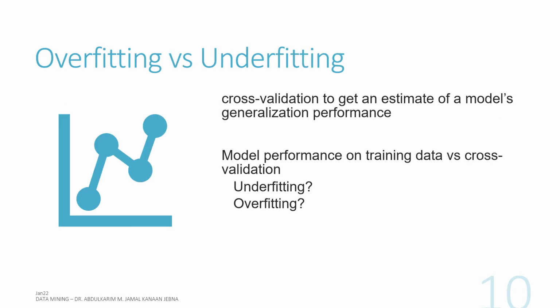How to determine if you have an overfitting or underfitting case? In other words, we need to get an estimate of the model generalization performance. The best way to do it is by applying cross-validation. Cross-validation is going to help you get an estimate of the model's generalization performance. After we get it, we need to decide based on the training error and the validation error. Either we get high training error and high validation or test error, then we consider this underfitting. Or if the training error is low but the test error is high, then the case is overfitting.